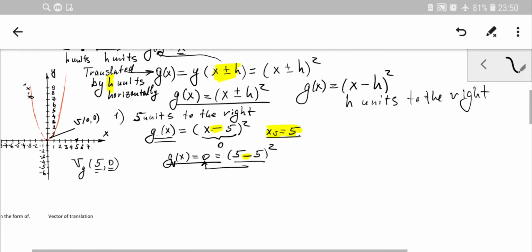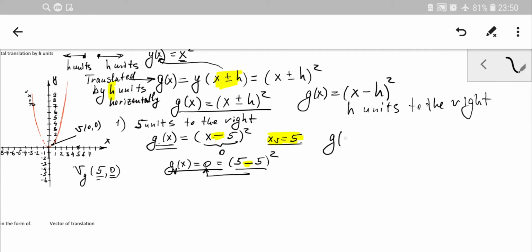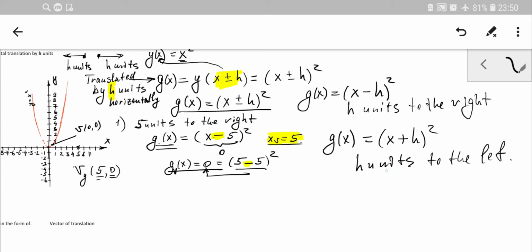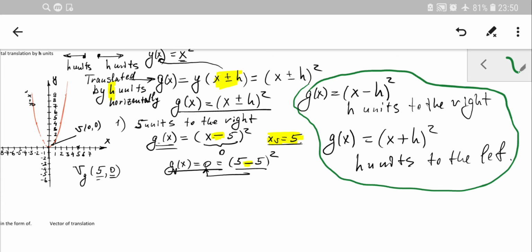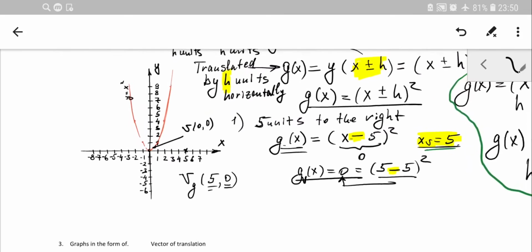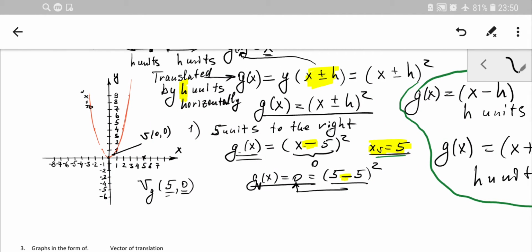So h units to the right. And vice versa, if we have x plus h, that will be h units to the left from the original position. So that's the rule that you need to remember. That's very significant. You can even print screen and try to memorize it, but also keep in mind that you'll be able to check it.